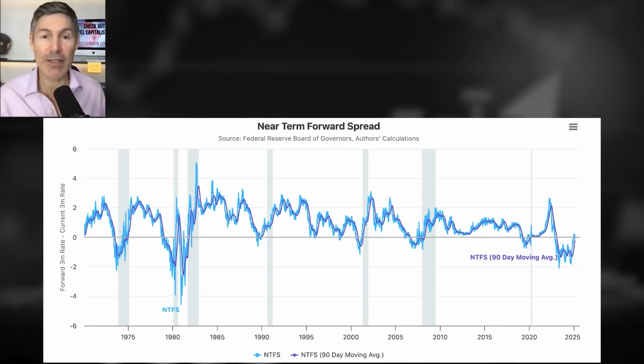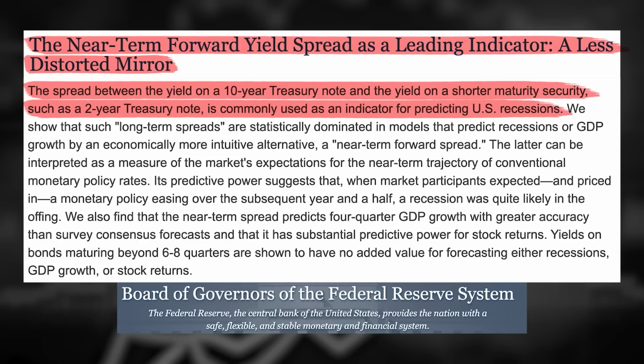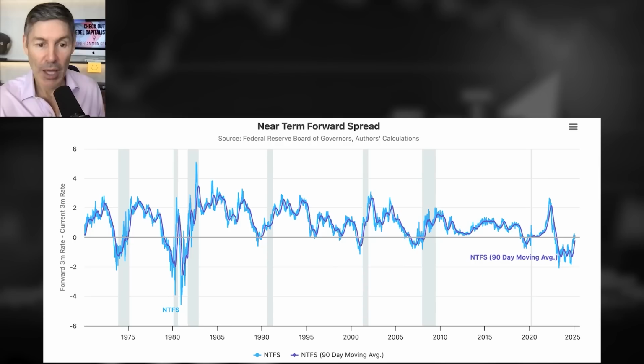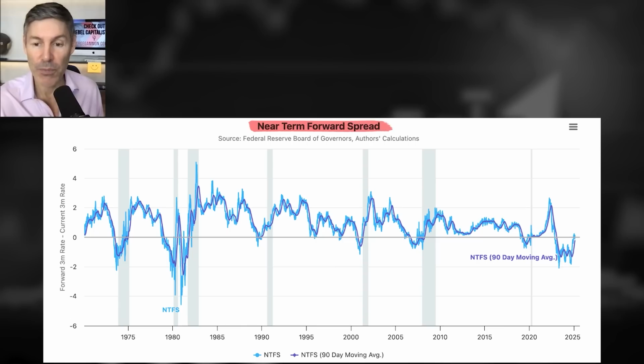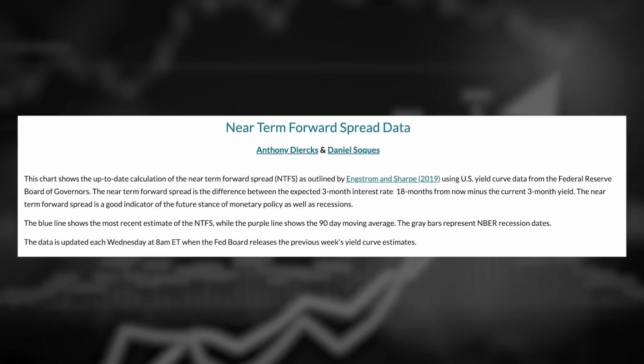Now let's check out the Fed's absolute favorite recession indicator. And I know that because they've said it many, many times on their website. And we can see why, because this is extremely accurate, especially when you look at this near-term forward spread 90-day moving average. So what is the near-term forward spread? Well, right here, it says it's the difference between the expected 3-month interest rate 18 months from now, so I'm assuming they're getting that maybe from the futures market or something like that, minus the current 3-month interest rate.